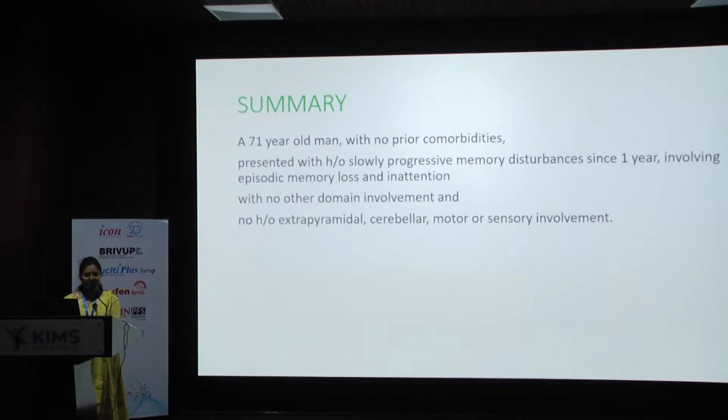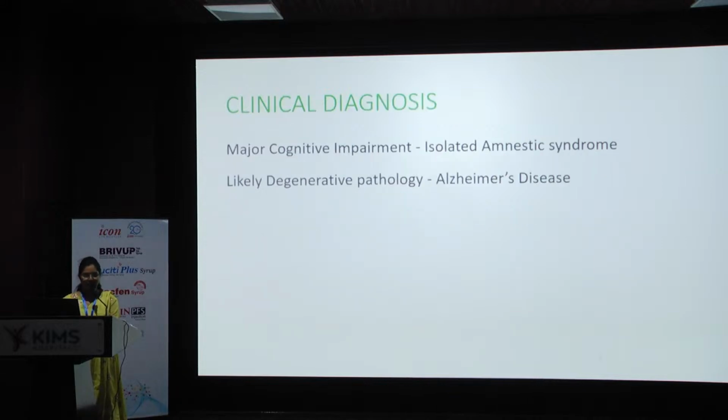Summary: a 71-year-old male with no prior comorbidities presented with a history of slowly progressive memory disturbance since 1 year, involving episodic memory loss and inattention, with no other domain involvement, and no history of extrapyramidal, cerebellar, motor or sensory involvement. From this history, it is likely major cognitive impairment as his instrumental activities are affected because he is unable to use PhonePe currently. Likely an isolated amnestic syndrome due to degenerative pathology, Alzheimer's disease.